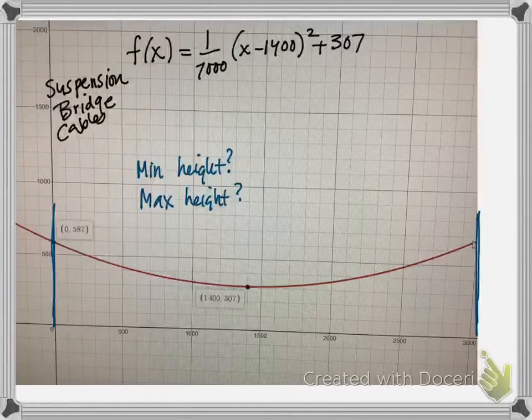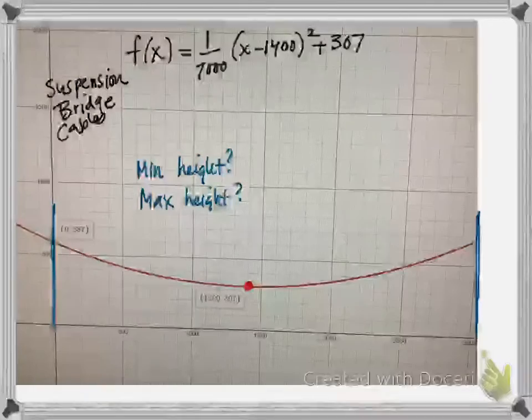In this scenario, we are given the equation of suspension bridge cables. So this is the suspension bridge cable here that represents a parabola. And we are asked to use this equation to find the minimum height of the suspension cable and the maximum height. So the minimum height really represents the y-coordinate of your vertex right here.